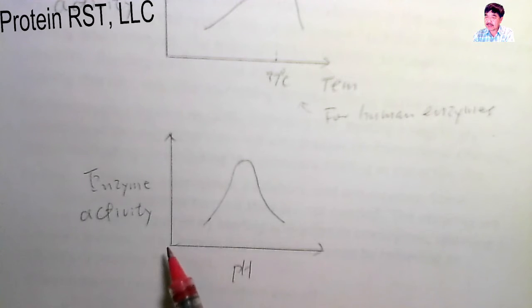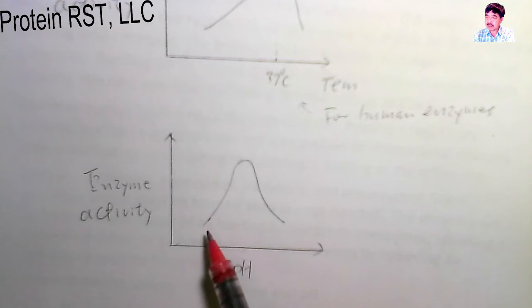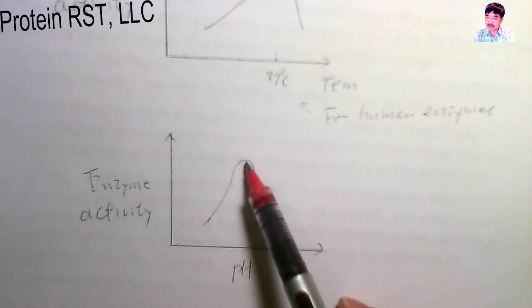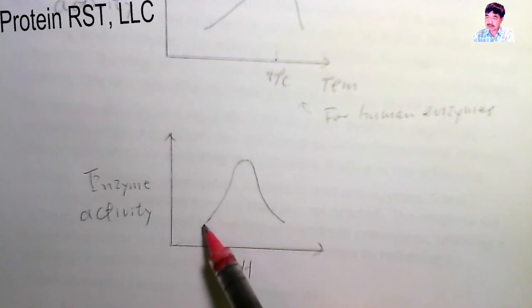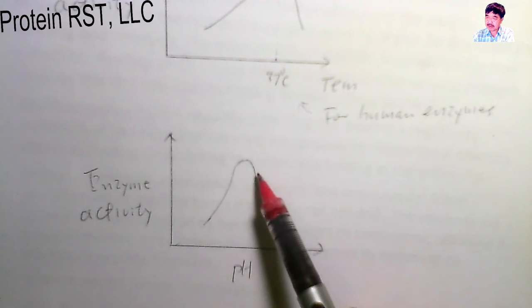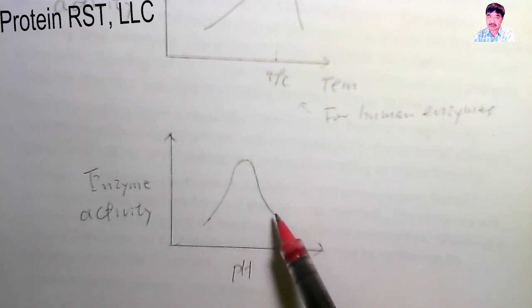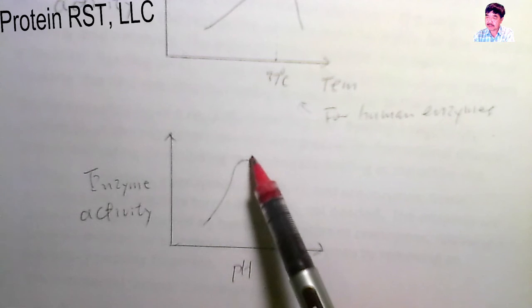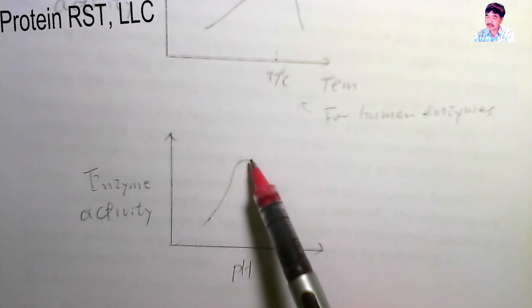This is pH, enzyme activity against the pH. Look, the curve of the enzyme activity against the pH looks like a bell shape. At the optimal pH, the enzyme has a maximum activity, and when the pH goes down, the activity decreases. Increasing pH also causes the enzyme activity to decrease. It's a kind of bell shape, with the maximum activity at the optimum pH.